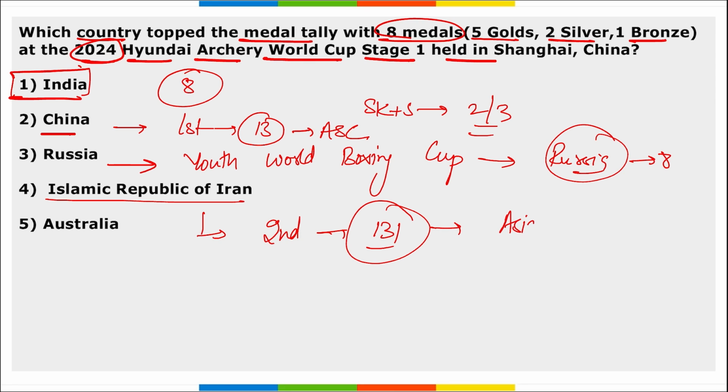Guangzhou Asian Para Games. And who secured the first position? It is China that has secured the first position with 521 medals.